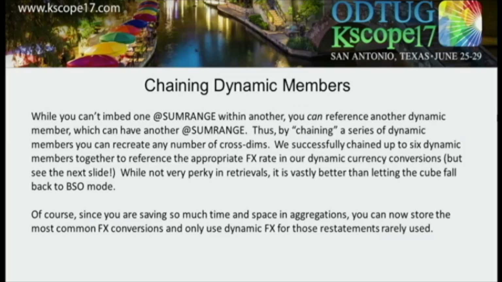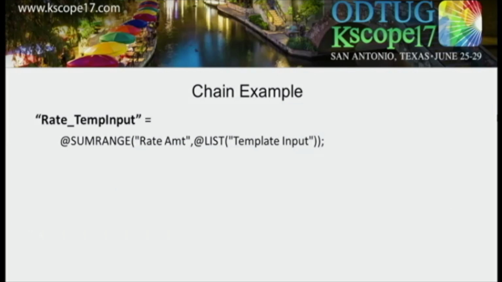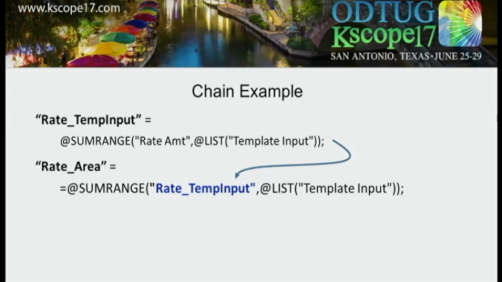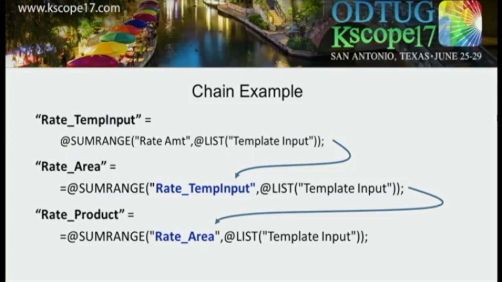Okay? All right, let's look at this. So we have rate temp input, and that equals sum rate amount list template input. And then that goes down to rate area, sum range, rate temp input, list that one, and then rate product, and that goes down. You get the picture here, right? You can chain them down, and it works. And it is not as slow as you think.